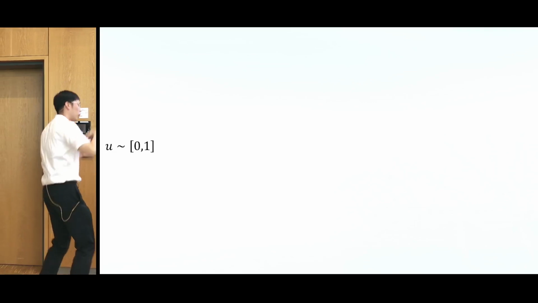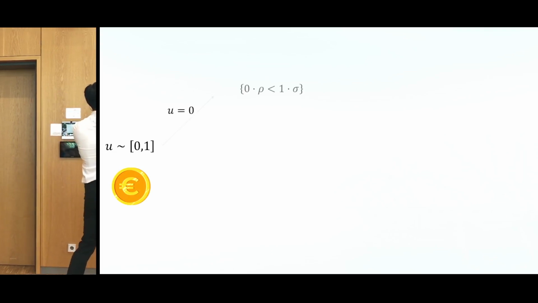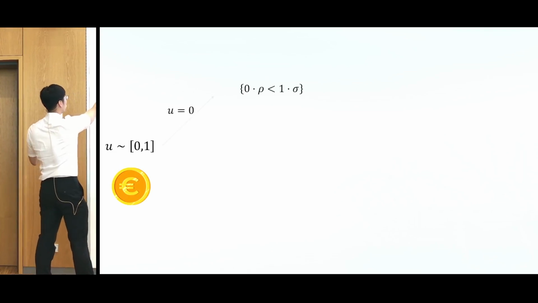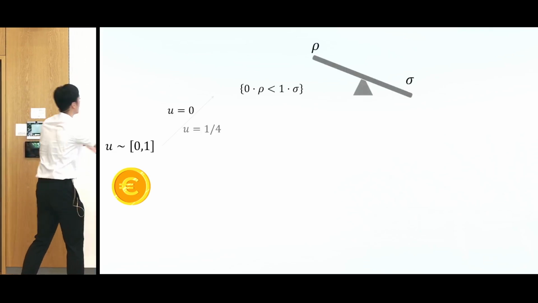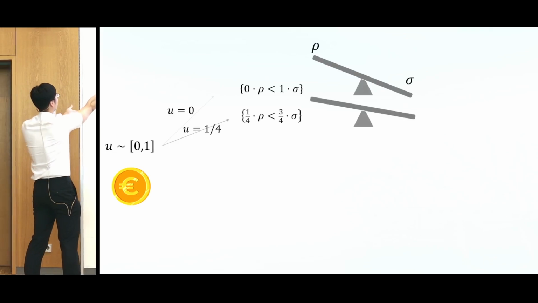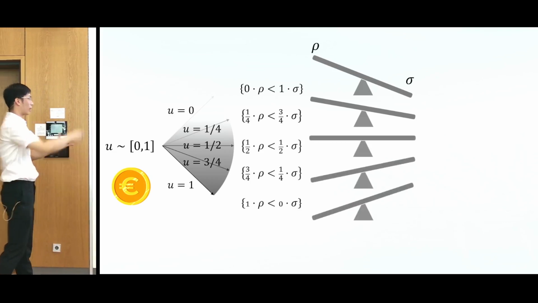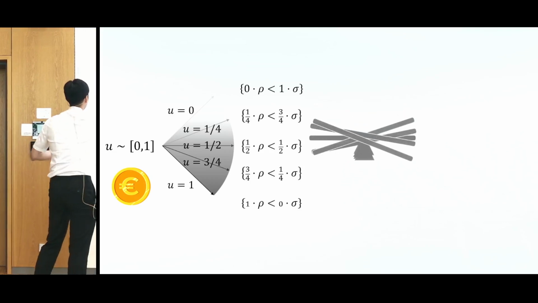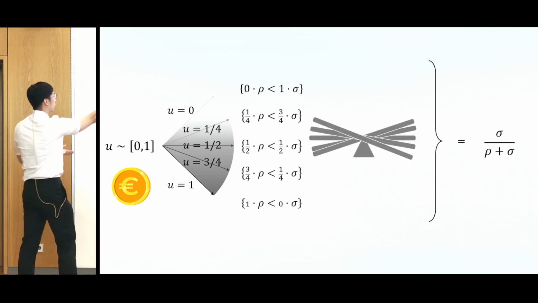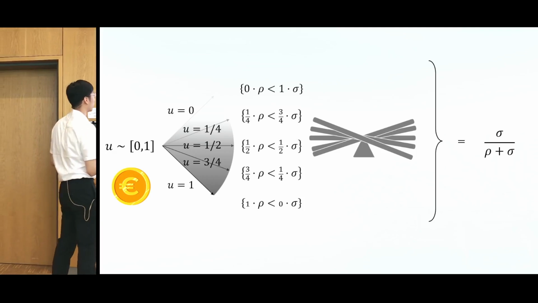For u drawn uniformly at random, for example, if the realization is 0, we put all the weight on sigma, like a prior probability. Other realizations are tilted a bit, and for others we have different tilting. So the statistical mixture of these projections gives us this test. So that's how I understand this equality.